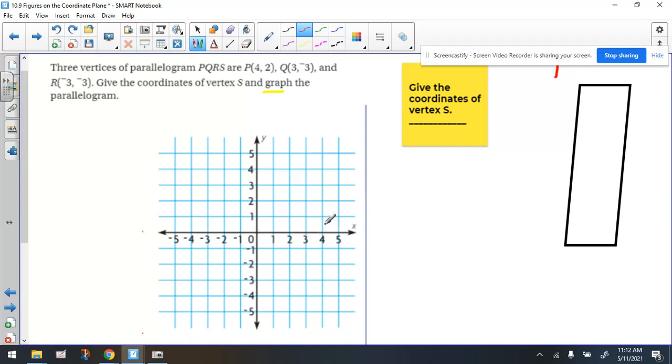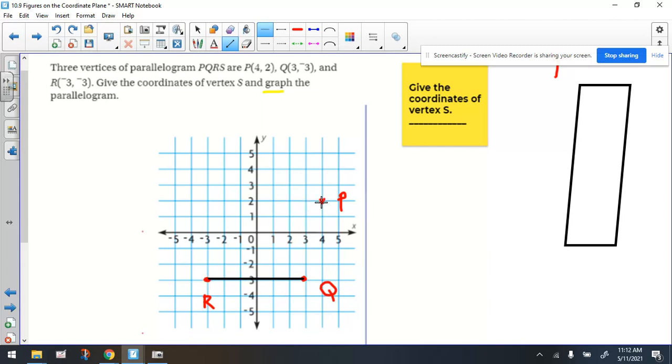P is over 4, up 2. Q, over 3, down 3. Don't forget to put the letter next to it. R, left 3, down 3. All right, now what you want to pay attention to is the distance between these 2 dots. Now I'm going to work from the right towards the left, and it'll make more sense why. And I'm going to count 1, 2, 3, 4, 5, 6 units.